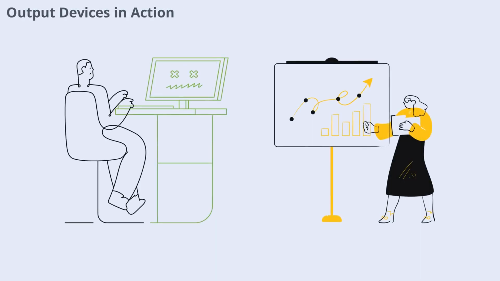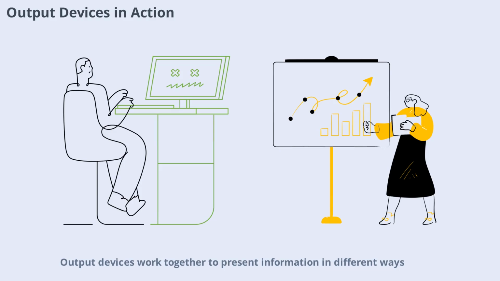Output devices work together to present information in different ways. For example, you might view a document on your monitor, print it out for a meeting, and play a video with sound through your speakers. These devices make it possible to experience the results of your work in multiple formats.